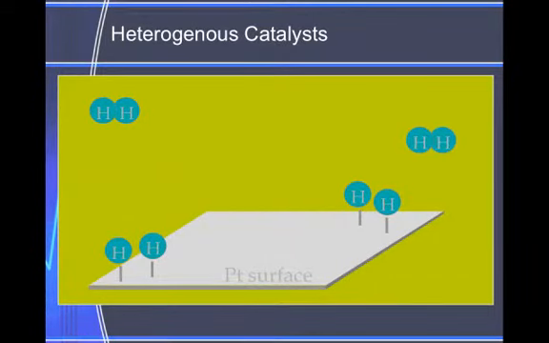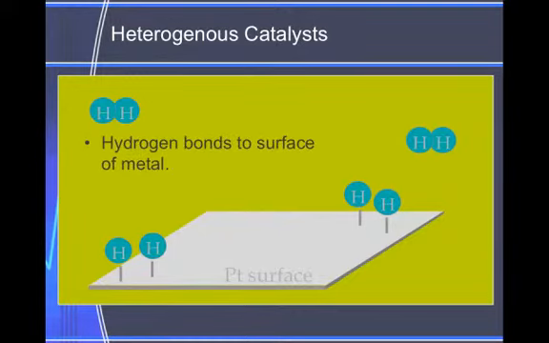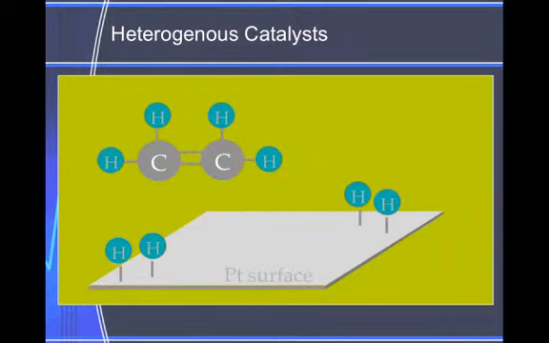So let's look at a heterogeneous catalyst. Platinum is a solid metal, and platinum is often used as a catalyst for hydrocarbon reactions. Here's one way that can occur. Hydrogen bonds to the surface of the metal because it's attracted to those electrons that are flowing freely across that platinum surface. This allows the bonds between the two hydrogens to be broken.